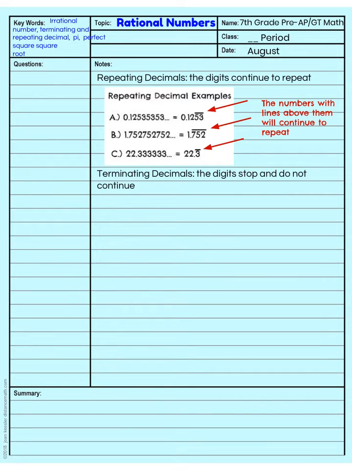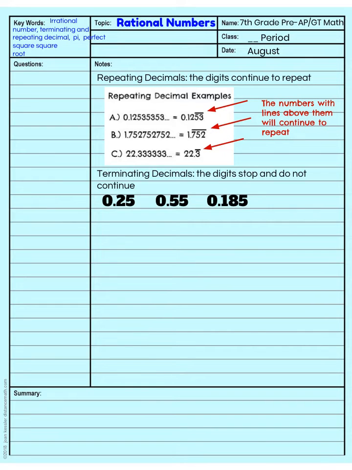All right, the next vocabulary word that we have is terminating decimals. Terminating decimals just means that the digits stop and they do not continue. So an example of that would be 0.25, whereas in this example up here, the 5-3 kept repeating, but in here it's just 0.25 and it stops. There's nothing else after that. Same thing with the 0.55. There's no repeating, it just stops.